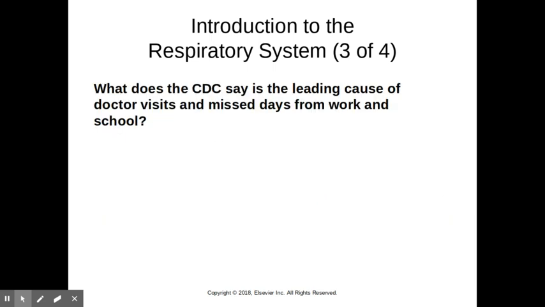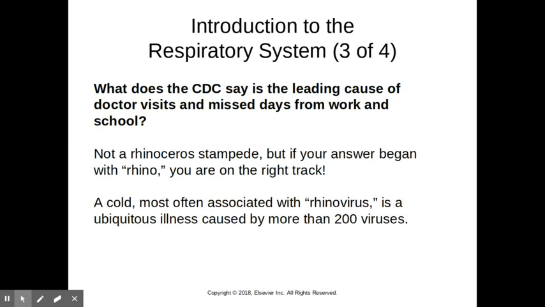What does the CDC say is the leading cause of doctor visits and missed days from school and work? Well, not a rhinoceros stampede, but if your answer began with the word rhino, you're on track. A cold, most often associated with rhinovirus, is a ubiquitous illness caused by more than 200 viruses. So your common cold, rhino meaning nose. Rhino is a combining form word for nose.